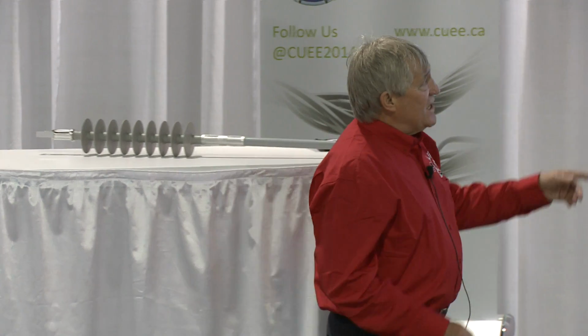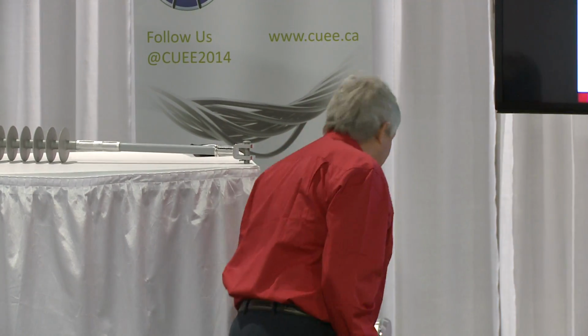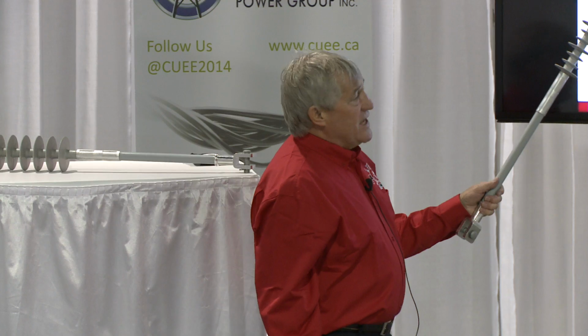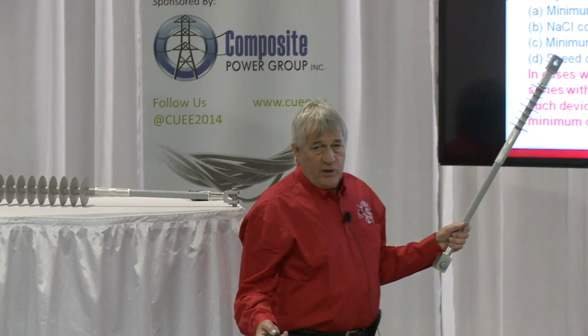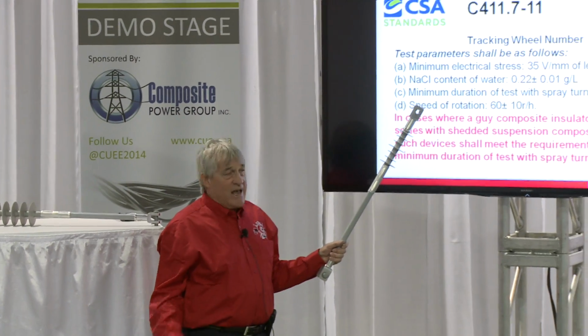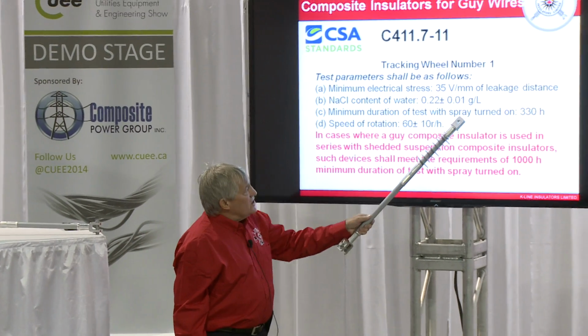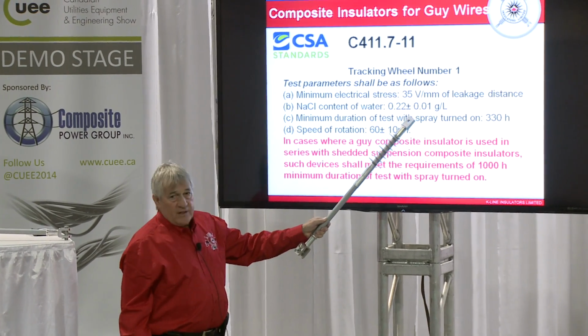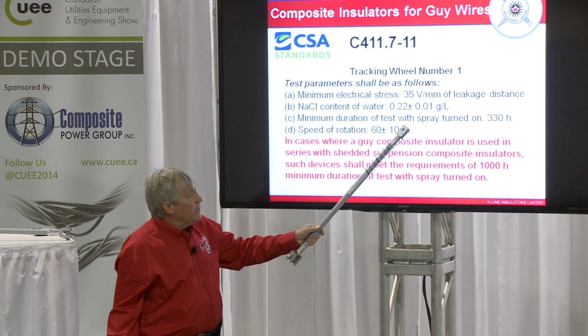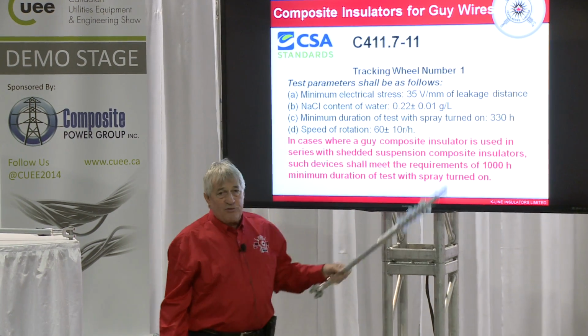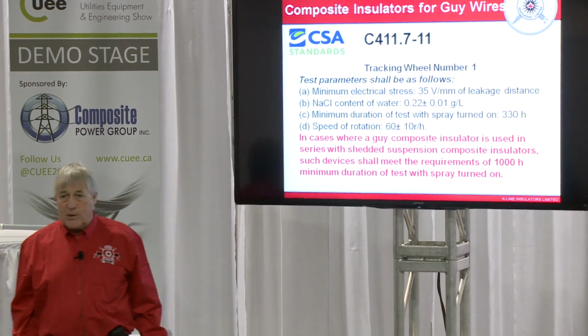So the change in the standard that CSA put forth in 2011 was to take that into consideration and try to take care of that misapplication where people are using guy strain insulators as an insulator. The standard for guy strain insulators in the CSA, and I'm not sure if everybody's familiar with the tracking wheel, but if you look at the CSA standard, you'll see it. The standard is, with all of the test parameters of the tracking wheel, a guy strain insulator must meet 330 hours on the tracking wheel.